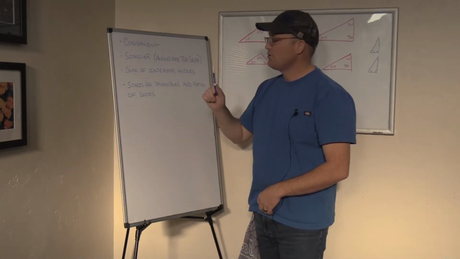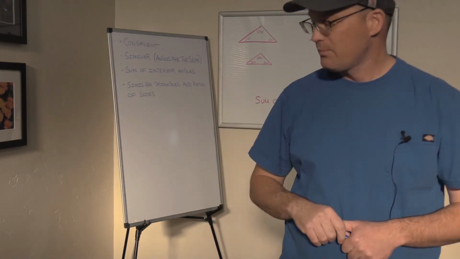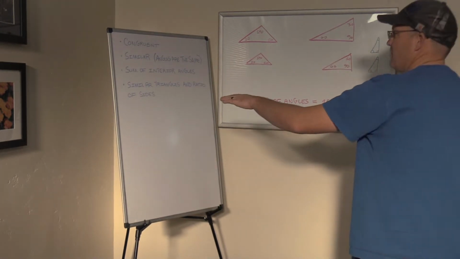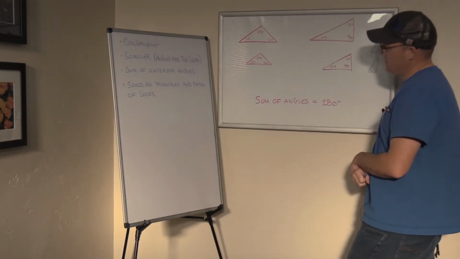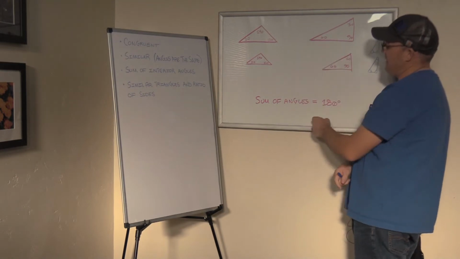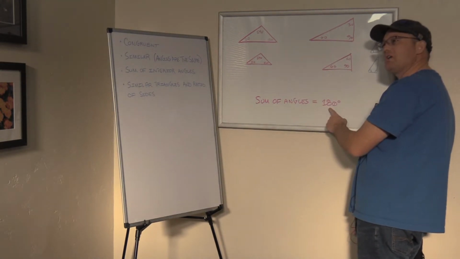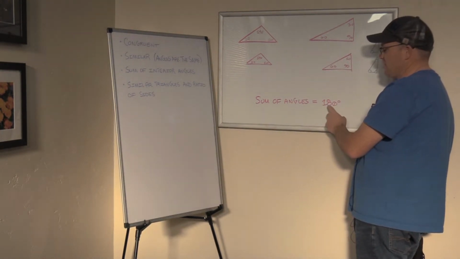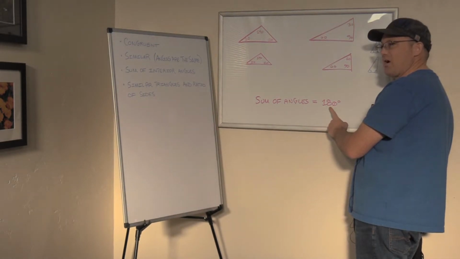So just a rule here about triangles. I'm going to talk about this sum of interior angles rule. What that means is anytime you add up the angles of a triangle, they're going to equal 180 degrees. If you get something besides 180 degrees, you don't have a triangle.